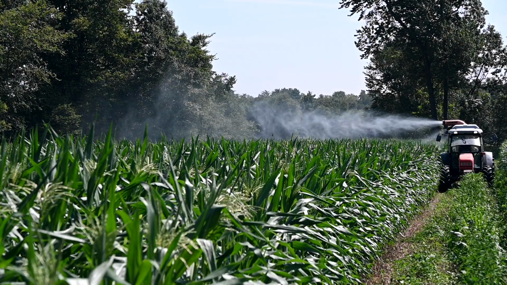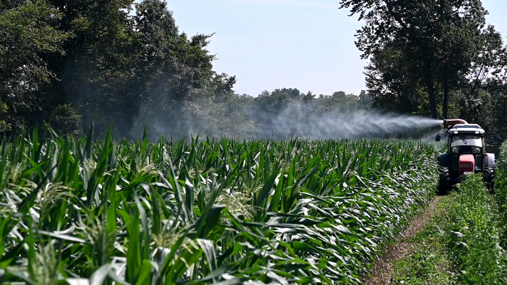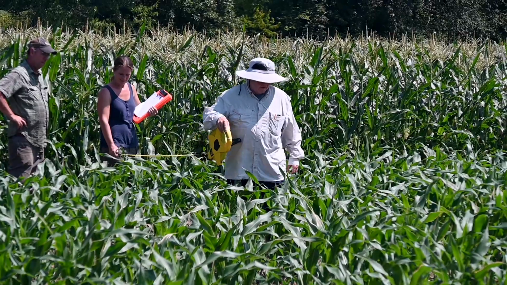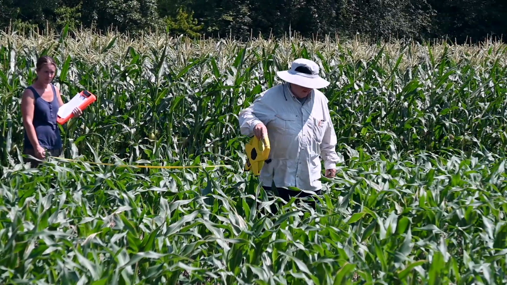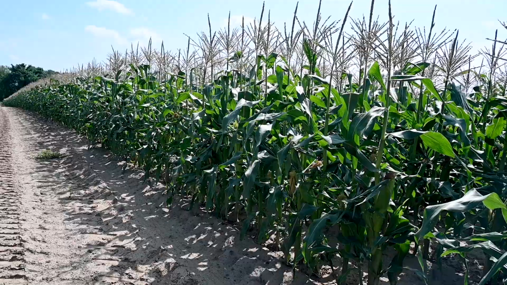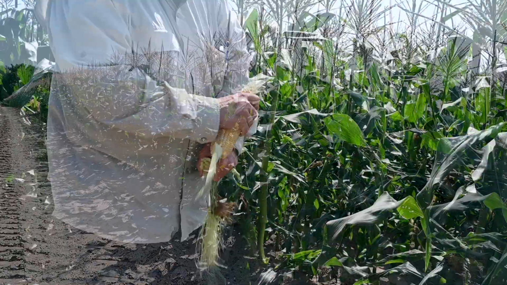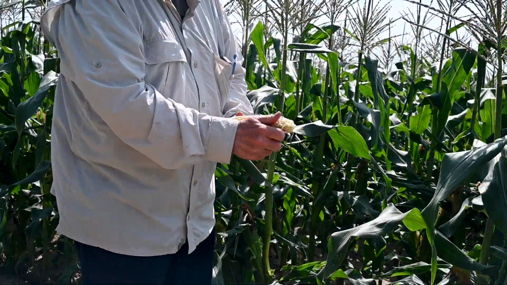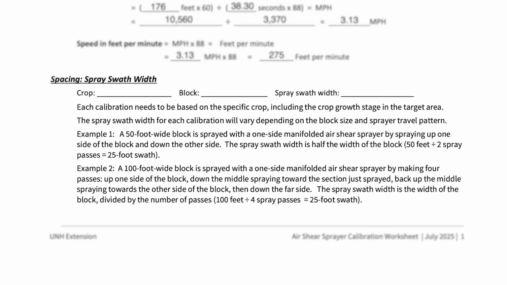Next, we'll determine the amount of time it will take to spray the targeted field. First, we'll measure the row width of the crop. Each calibration needs to be based on the specifics of the crop and growth stage in the targeted area. In this test, the sweet corn block is 53.4 feet wide, and both sides are sprayed. Therefore, the spray swath width is 26.7 feet.